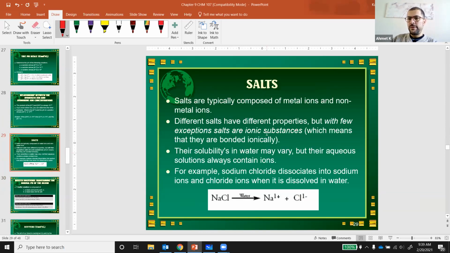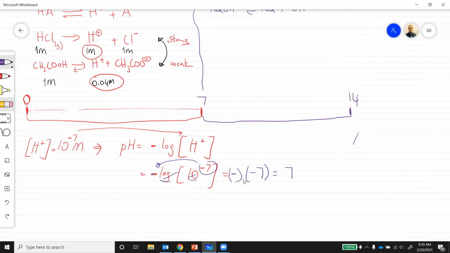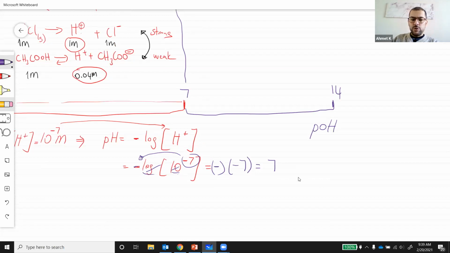Okay, we talk about salts right away. We can stop salts, and then let's talk about, if this is the pH, then what about the pOH? Because now, whenever I talk about the pH, it means how much hydrogen you have. And at the same time, you can also use pOH. And pOH is telling you the hydroxide concentration. So what is the definition of pH and pOH? If you add them up, it's going to be always 14, okay? pH plus pOH is going to be always 14.